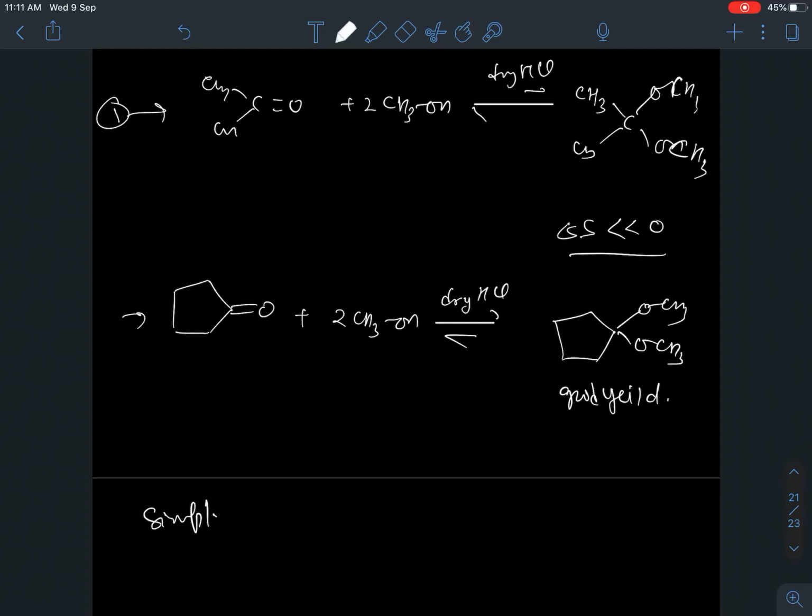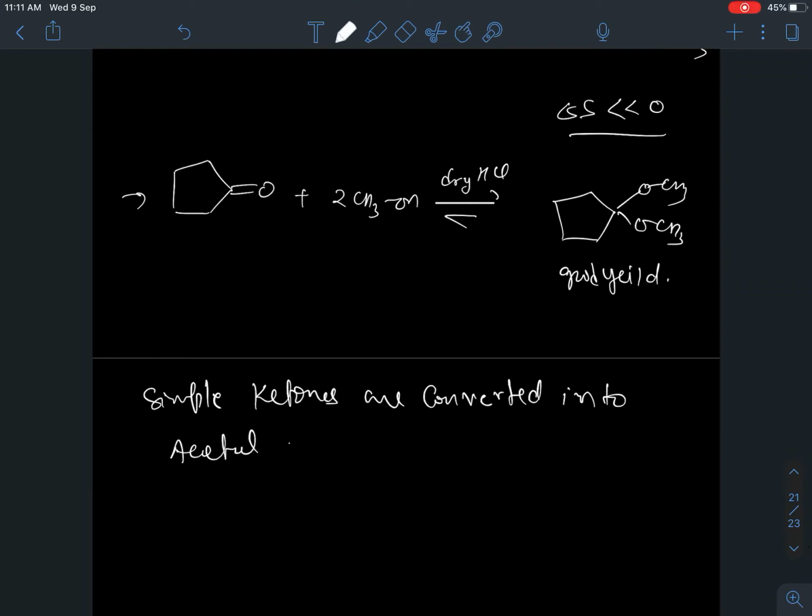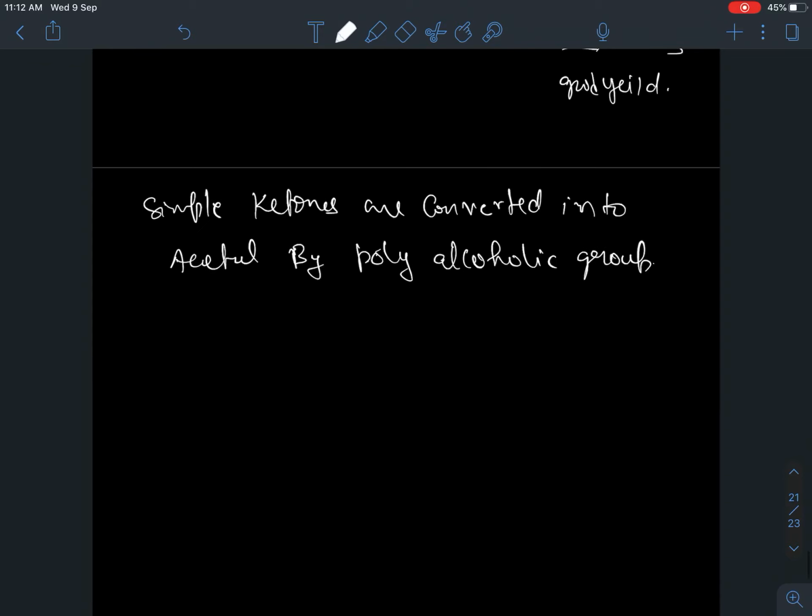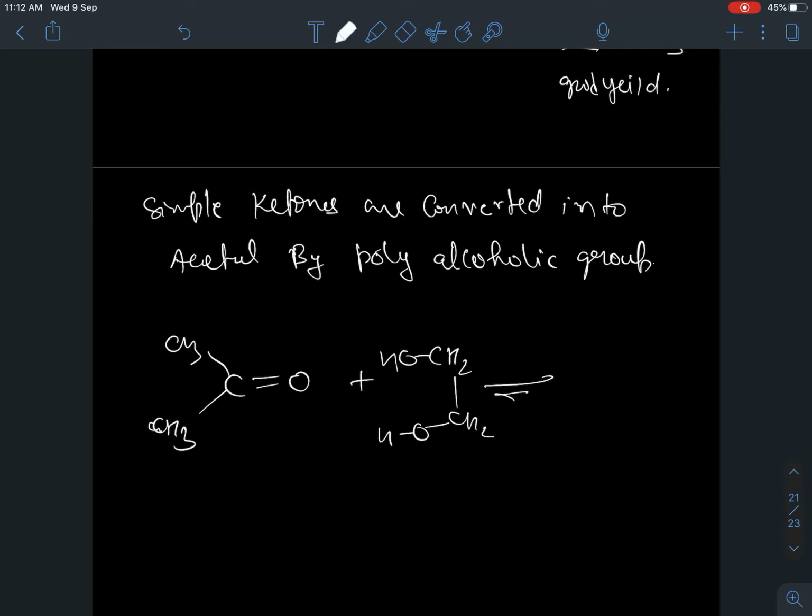so simple ketones are converted into acetal by polyalcoholic ग्रुप. क्या एडवांटेज है पॉलीएल्कोहलिक ग्रुप से? तो पॉलीएल्कोहलिक ग्रुप का मतलब आई वुड लाइक टू टेल यू अबाउट दिस. जैसे से फॉर एग्जांपल आई टुक, तो क्या एडवांटेज है इसका यील्ड अच्छा आएगा.